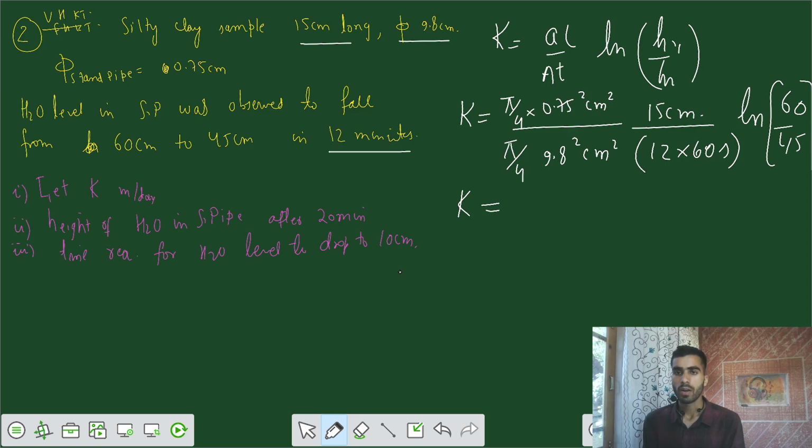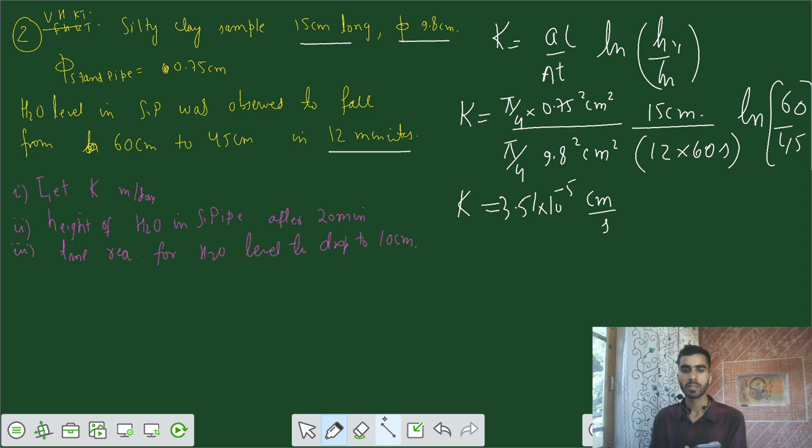So once I get the value, I can get it in centimeters per second. Let me calculate the value. That's 0.75 squared into 15 divided by 720 divided by 9.8 squared, into the ln of 60 by 45. That's 3.51 times 10 to the power minus 5 centimeters per second.